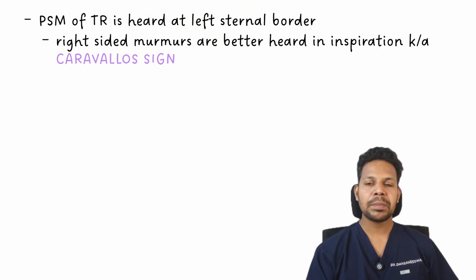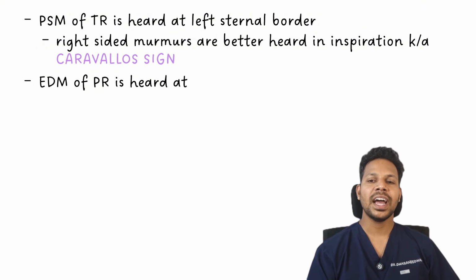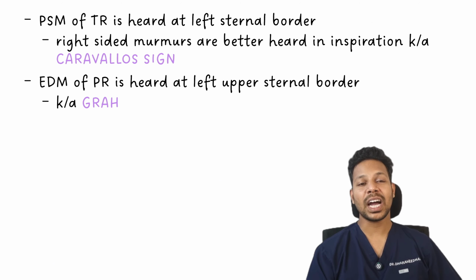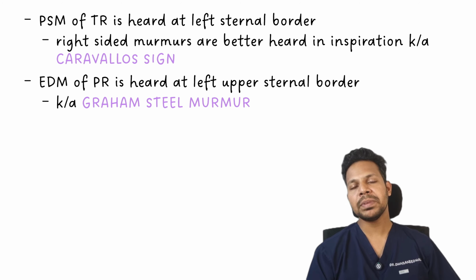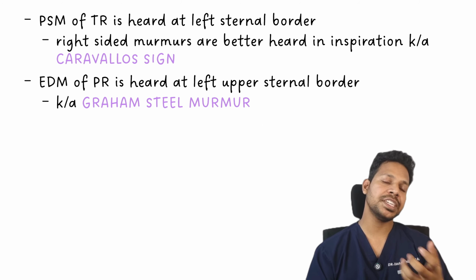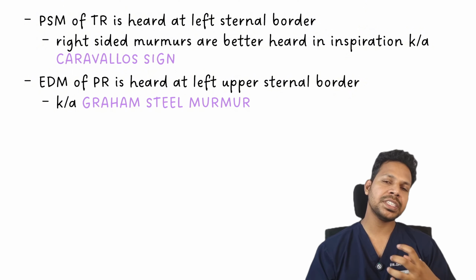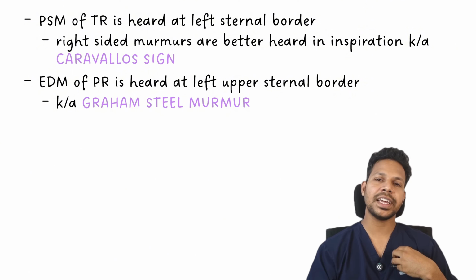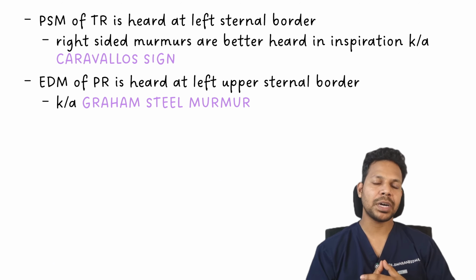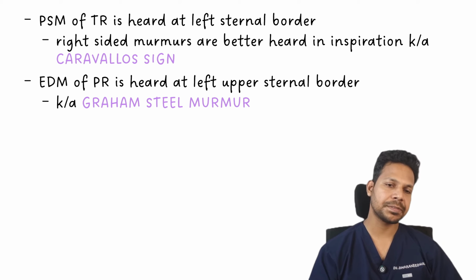And the pulmonary regurgitation can generate an early diastolic murmur. It is heard at the left upper sternal border, and this is called the Graham Steell murmur. So a murmur that is heard at the lower left sternal border, that is at the tricuspid area, and the murmur accentuates with inspiration, is the tricuspid regurgitation murmur. And a murmur which is heard at the upper left sternal area, which is because of the pulmonary regurgitation, is called the Graham Steell murmur.